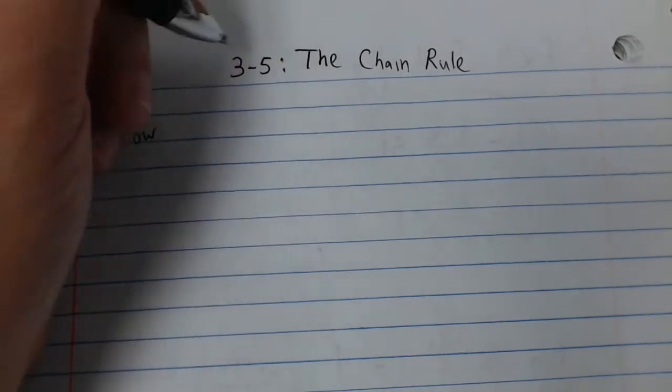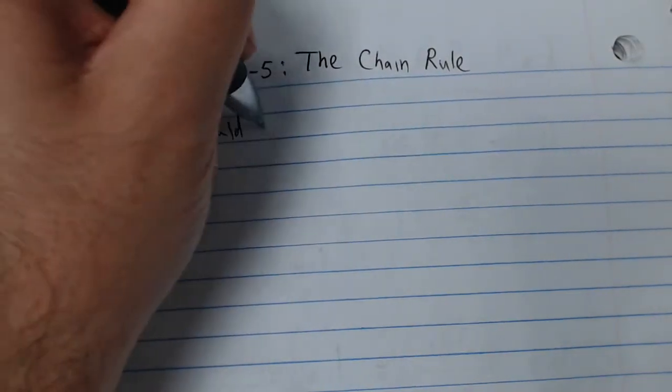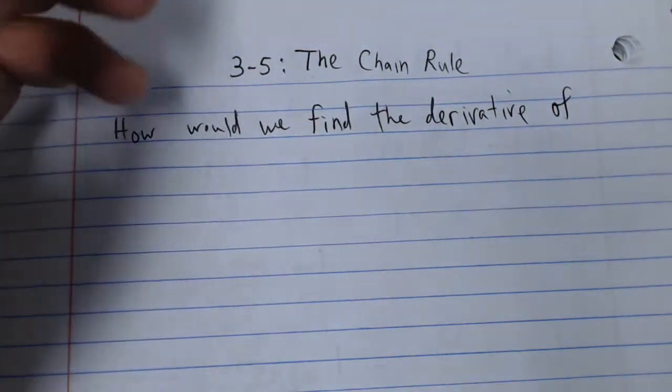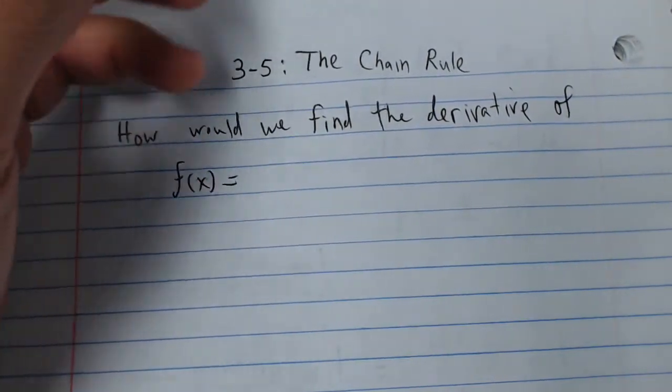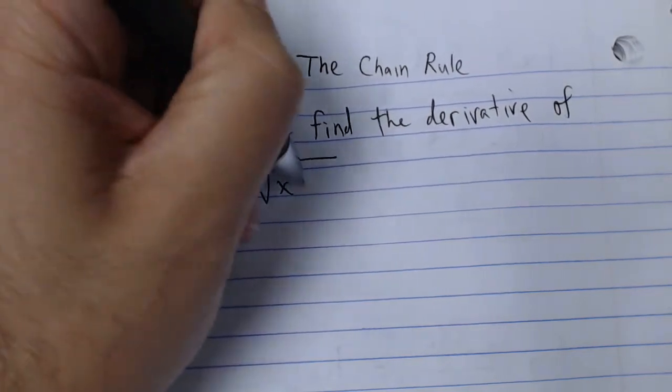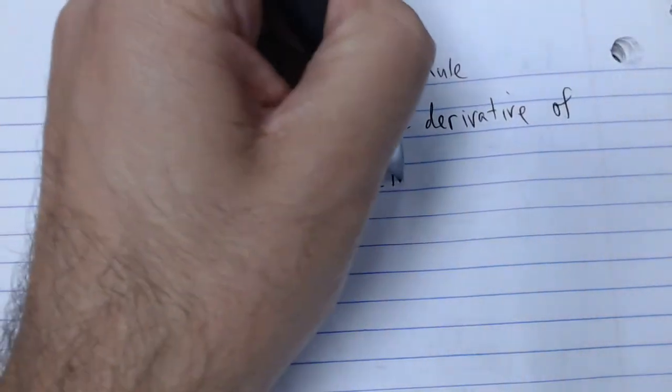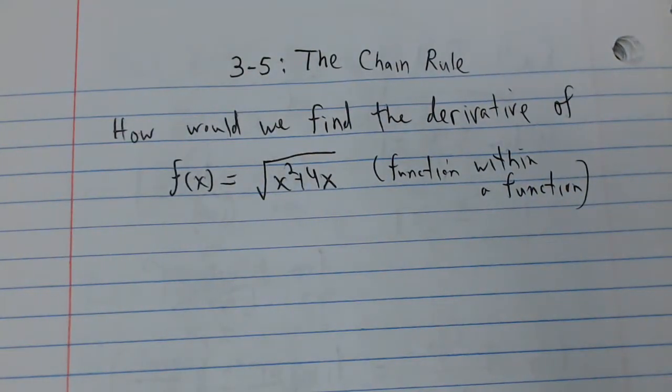So the question is, how would we find the derivative of f of x equals the square root of x squared plus 4x. So if you think about it, this is kind of like a function within a function. And so take a minute, see if you could find this derivative. You should pause this video and see if you could find it.